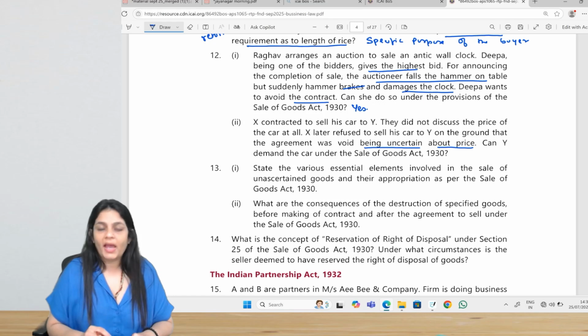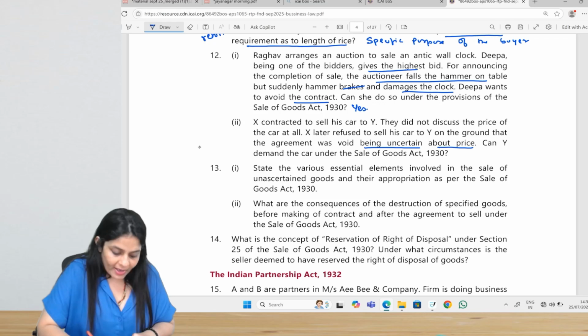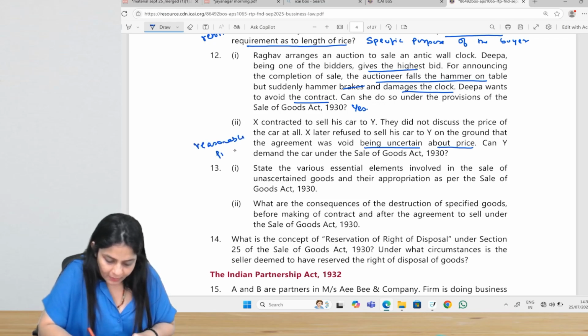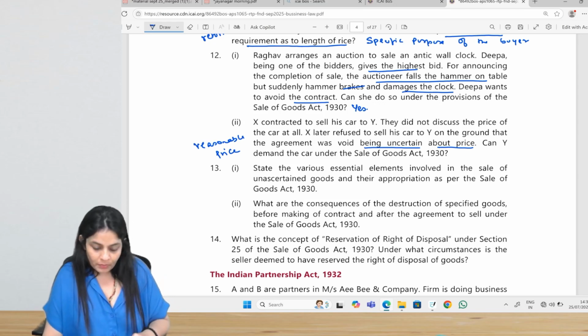In the Sale of Goods Act, price is essential. However, if the price is not fixed, the contract does not become void. If the price is not fixed, even then the seller will get a reasonable price. The buyer is liable to pay a reasonable price.